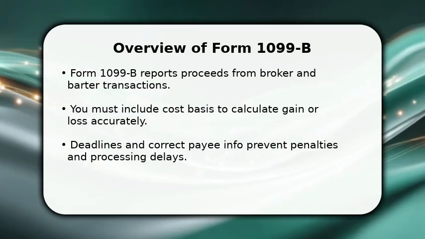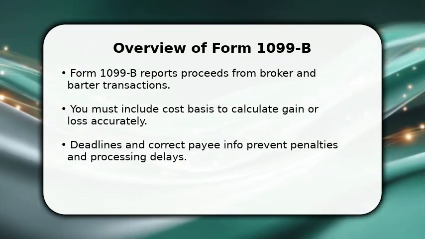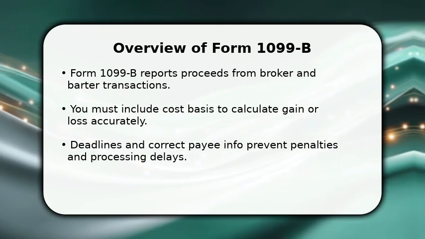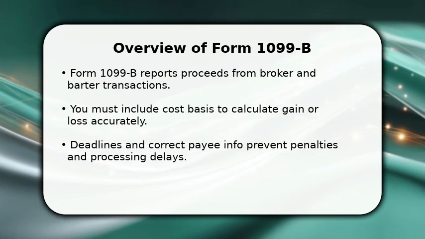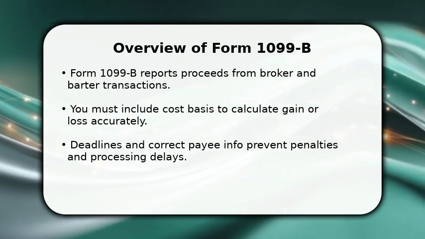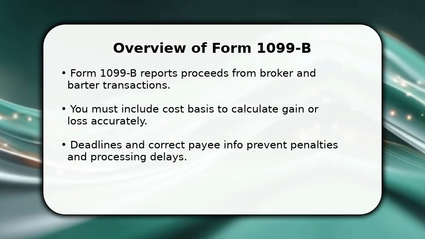In this video, I will show how to fill out Form 1099B. Start by gathering broker statements, trade confirmations, and cost basis records so you can match proceeds to basis accurately. Next, identify wash sales, adjustments, and acquisition dates to report correct dates and amounts.